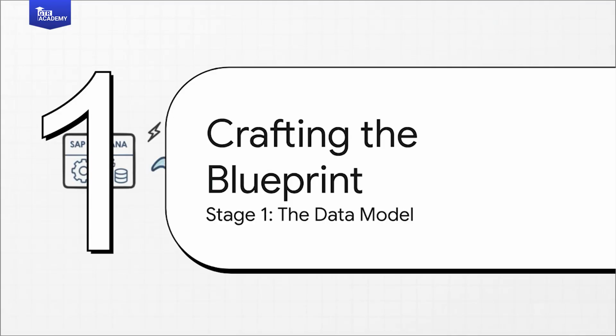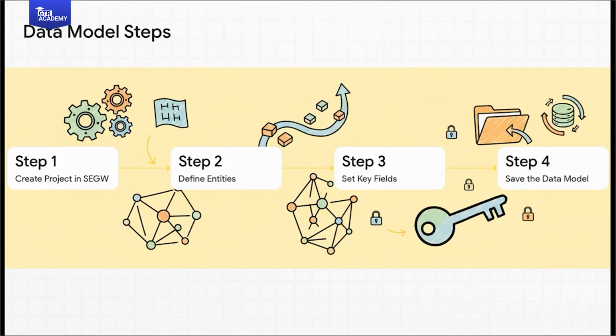All right, just like building a house, you can't just start laying bricks. You need a solid plan, a blueprint. In our world, that's a data blueprint. This is the stage where we define exactly what data we want to share and what its structure looks like. So we kick things off in the SAP Gateway Service Builder, which you can get to with transaction code SEGW. The process here is pretty straightforward. We'll create a project, define our data structures, pick out our key fields, and then save the whole model.